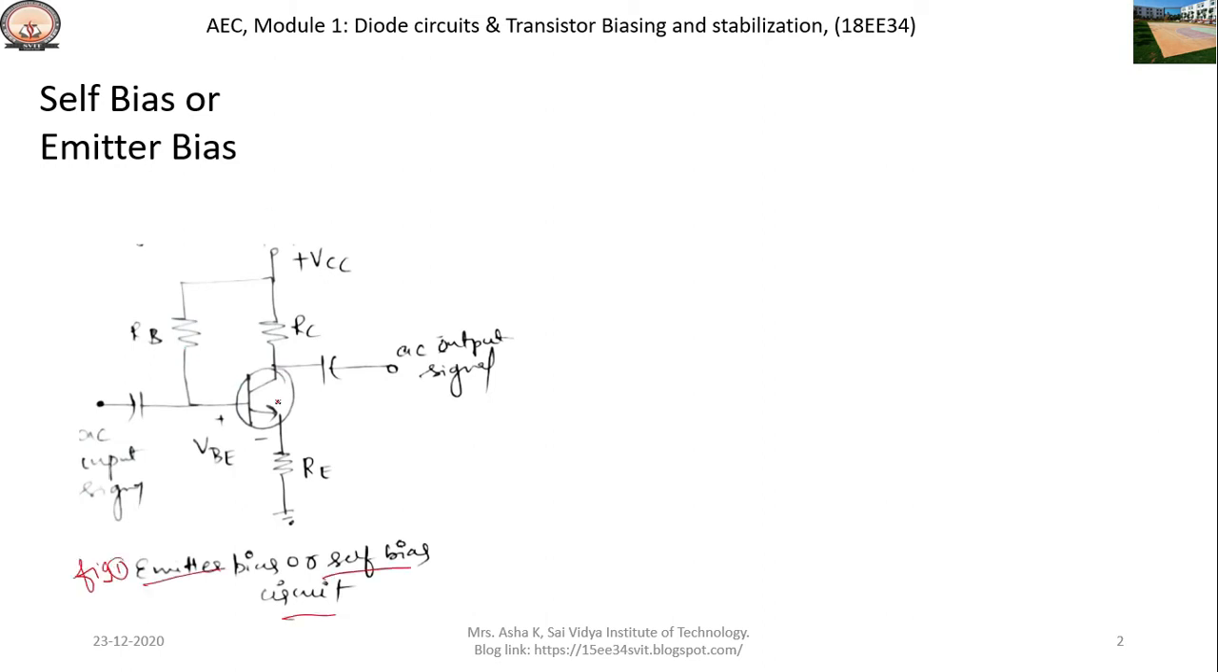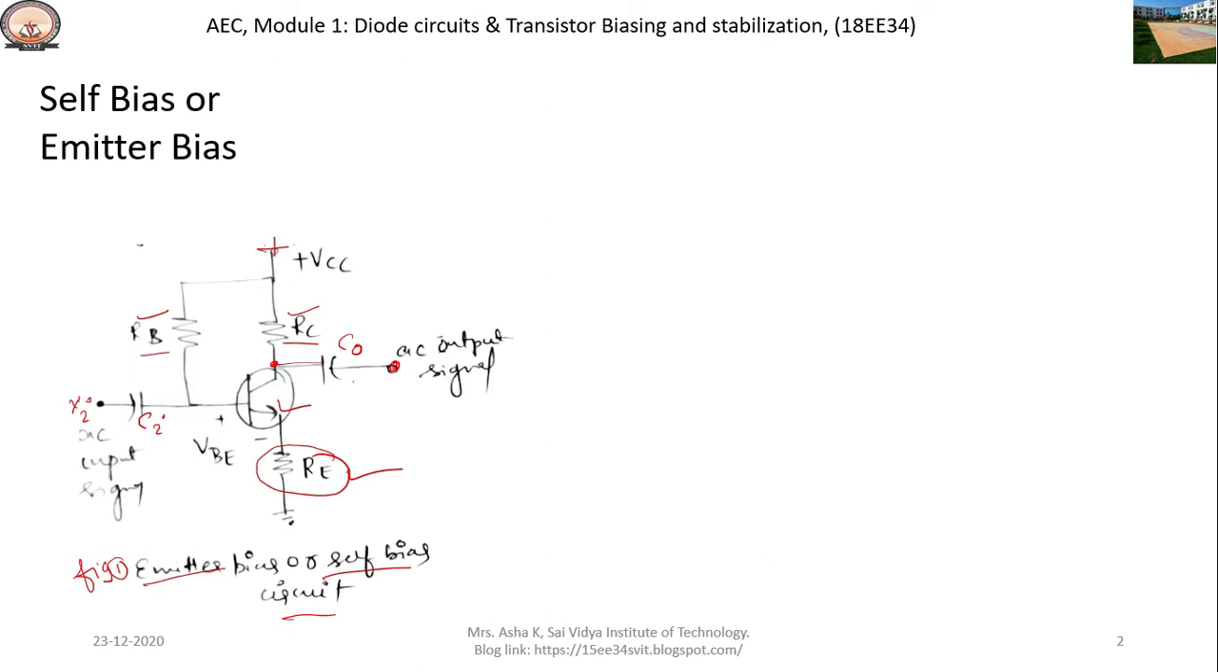It consists of one transistor and resistors RB, RC, along with the extra resistor RE added here. A power supply plus VCC is connected to the transistor. An AC input, V input, is connected through the coupling capacitor CI, and output is measured across the collector terminal through a coupling capacitor CO.